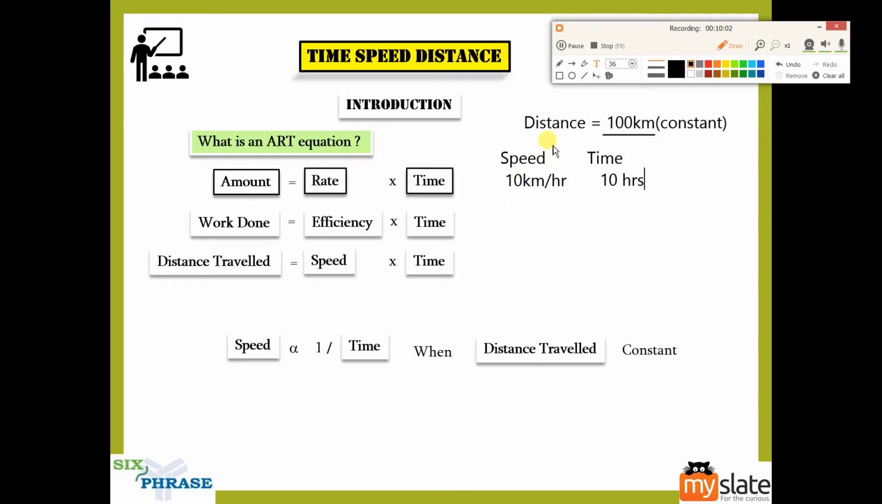Now what I'm going to do is decrease the speed. So 10 kilometers per hour is going to become 5 kilometers per hour. When it becomes 5 kilometers per hour, how long will it take for you to do 100 kilometers? It is going to be 20 hours. Now you can see, as I decrease the speed, what happened to time? Instead of decreasing, time increases. This is what we call inversely proportionate.